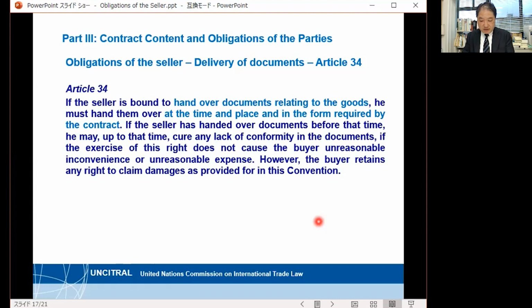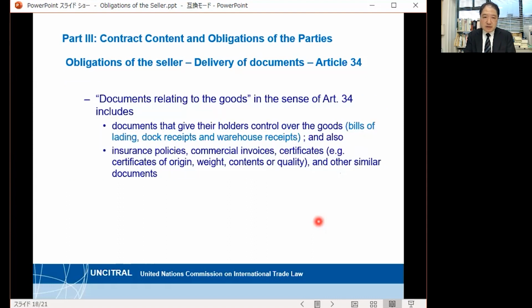So the seller must deliver documents relating to the goods. What are these documents relating to the goods in the sense of Article 34? Such documents include, first, documents that will give their holders control of the goods, control over the goods. Examples are bills of lading, dock receipts, and warehouse receipts. So these are documents that the buyer will need to take over the goods or to take possession of the goods from the carrier. And these are clearly documents relating to the goods.